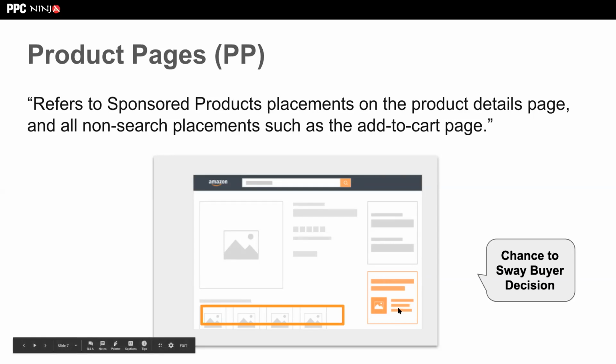So maybe these placements, this thing that I've highlighted in orange, these are the placements that the product pages ads are shown up for. So I'm just going to show you a real example.